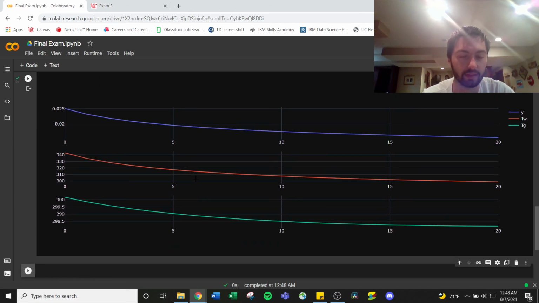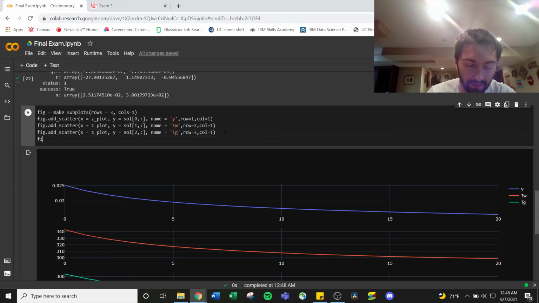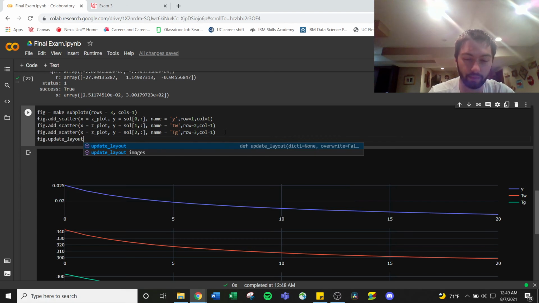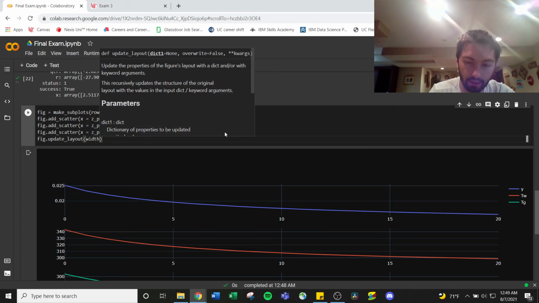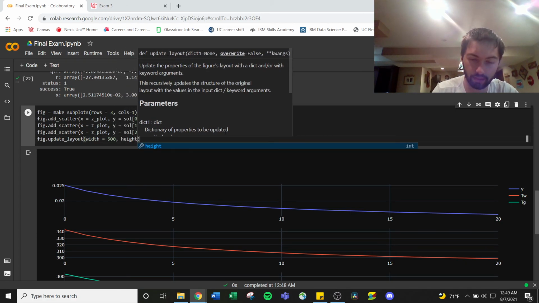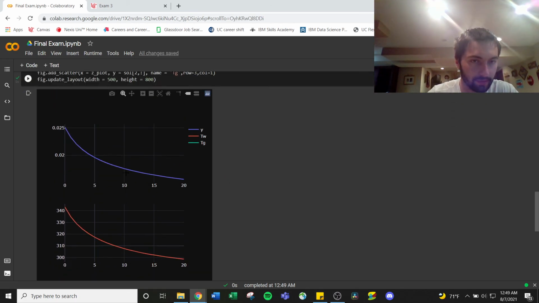Alright, and this kind of looks a little tough to read, I guess might be the best way to describe it, because the graphs are so long. So you can go fig, we're going to update the layout, and we are going to change it to, what do we want to go with? I think 500 looked good for width, and a height, we'll say 800. Shift enter. And that looks much better.